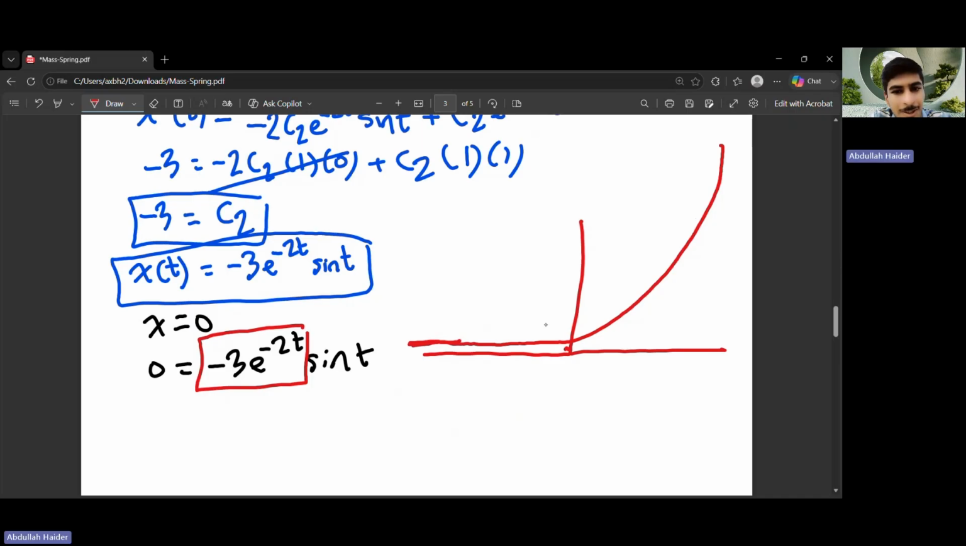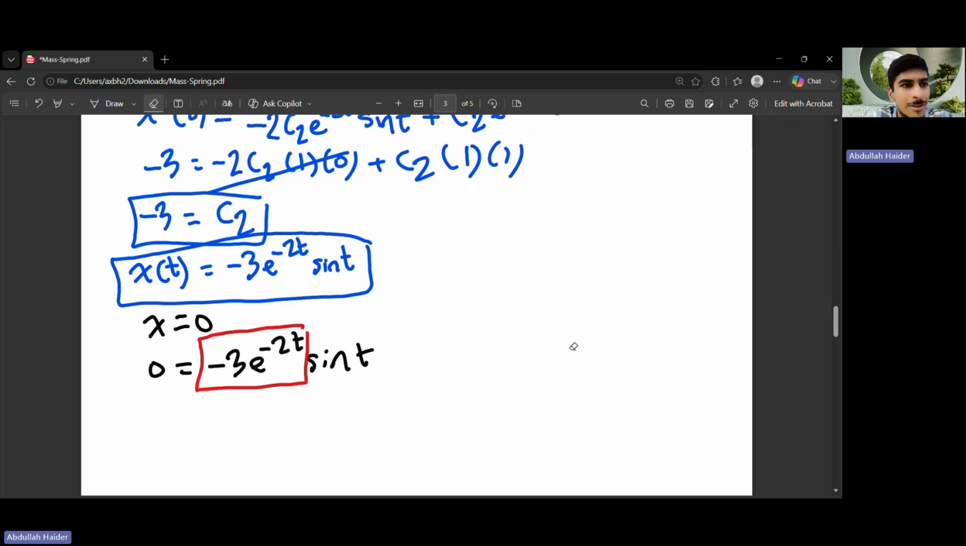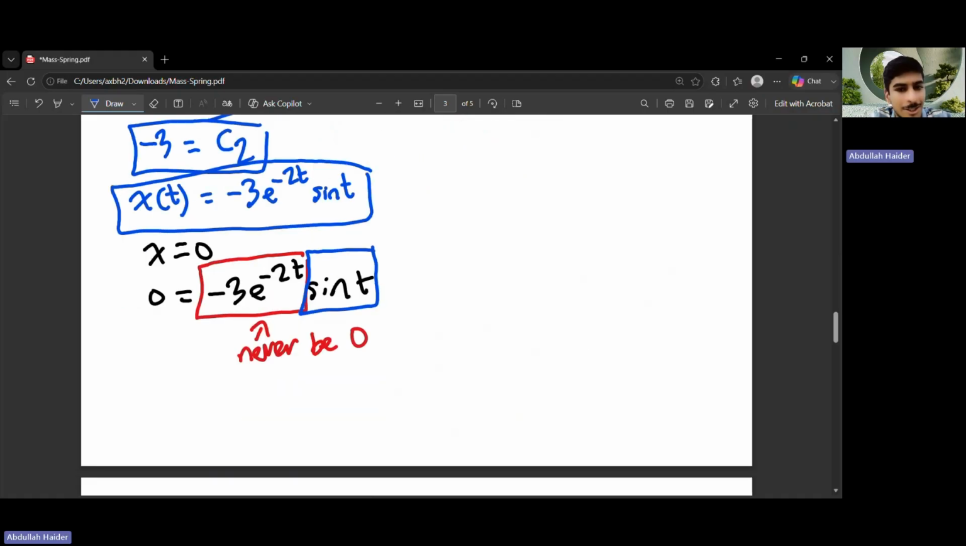If you try to go back and back in this graph, it'll approach 0 but never touch it. So you cannot use exponential to solve this equation, because this can never be 0. But you do know that the sine can be 0. So hence we'll make our sine t equal to 0 now. Sine t is equal to 0.